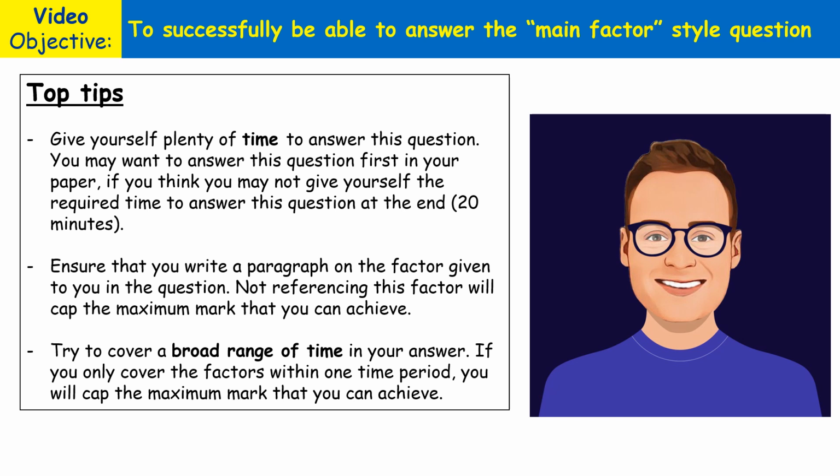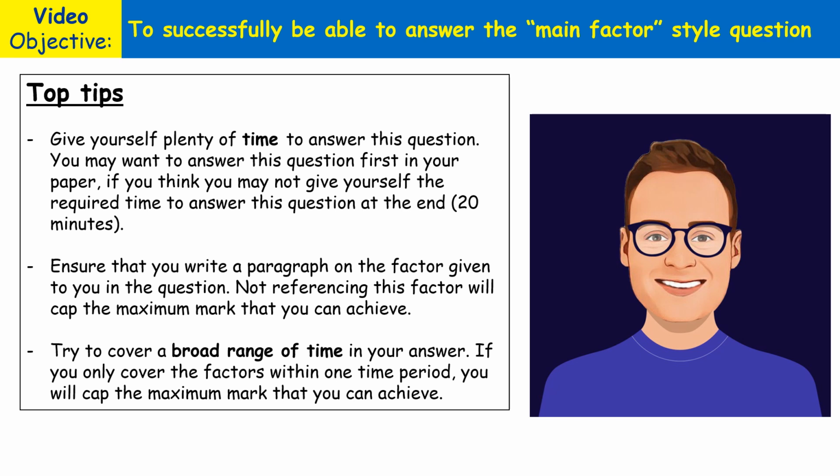Make sure you write a paragraph on the factor given to you in the question, and like I showed in the model answer, and as I mentioned previously, the best way to do this is just to write your first paragraph on the factor you're given in the question. If you think you'll leave it till the end and you're running out of time, you might not end up writing about the factor you're given in the question. So I strongly recommend writing about the factor you're given in the question in the first paragraph of your answer.